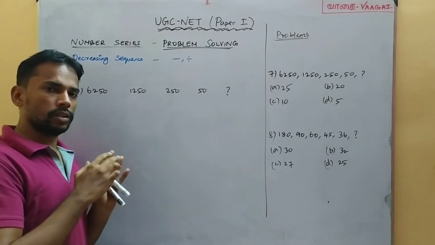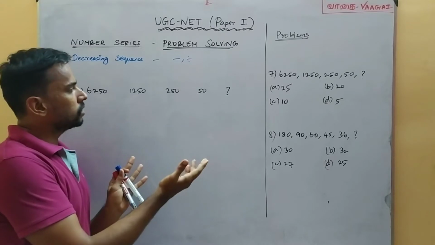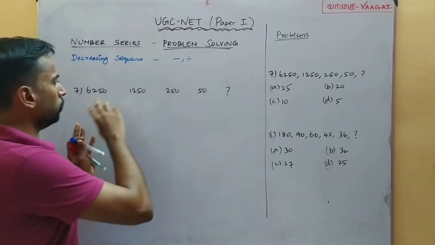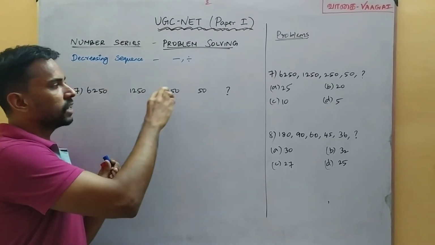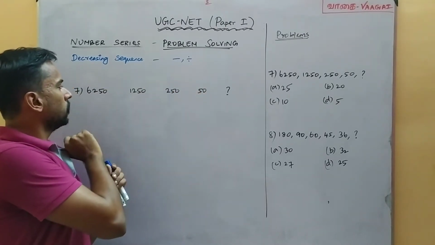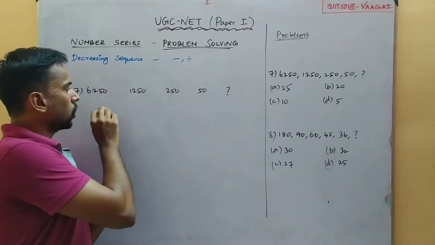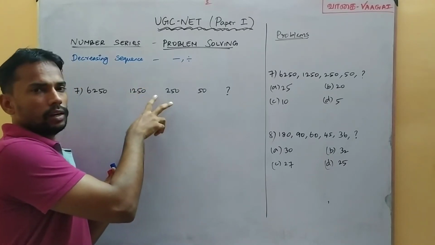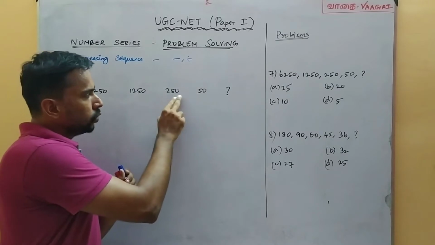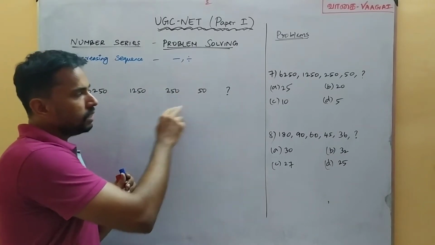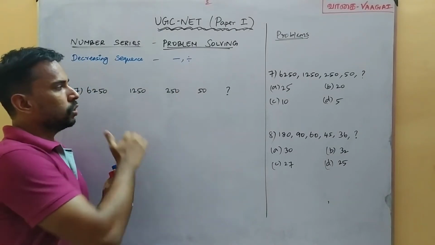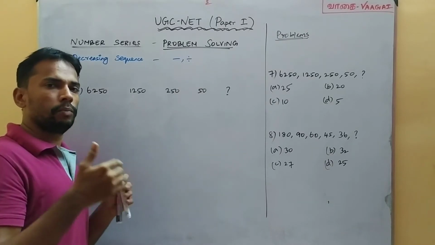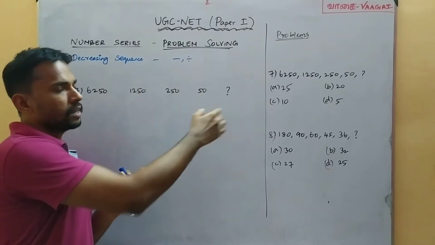By looking at the sequence itself, it is very obvious that this is a decreasing sequence. At the same time, if we look at the numbers very closely, the first number is 6250, a quite big 4-digit number, then 1250, a little lesser 4-digit number, then 250 is a 3-digit number, then suddenly 50, a 2-digit number. This way our sequence is getting reduced, so we are able to observe a drastic decrease here.